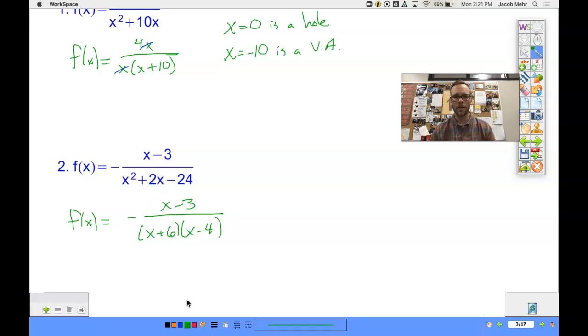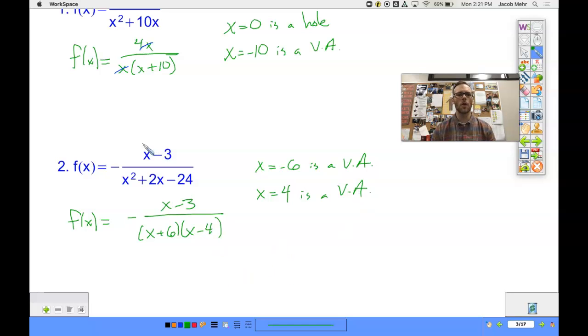What makes the denominator 0? -6 or 4. Does the x plus 6 have a factor in the numerator where it would cancel out? No. So that's a vertical asymptote. Does 4 have an x minus 4 in the numerator? No, it doesn't. This is also a vertical asymptote.